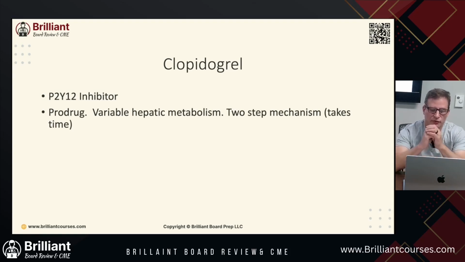So what do they do for clopidogrel? They give high doses. If you give high doses, it acts faster. So some places will give 300 or 600. If you give a high dose of it, it makes it work faster. With 600, it can be active in like 5 minutes.